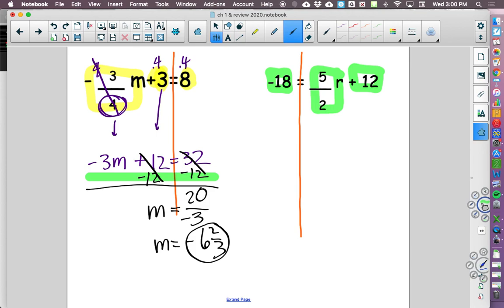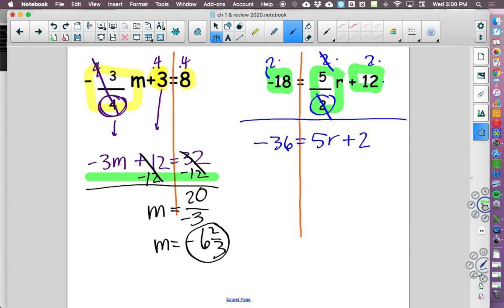So here's what we should do. Biggest bottom number is a 2, so all of my sections I'm multiplying by 2. My 2's here eliminate, and let's just see what we have left. 2 times 18 is 36, and that's negative. We have 5r left here, and 2 times 12 is 24, and that's positive.